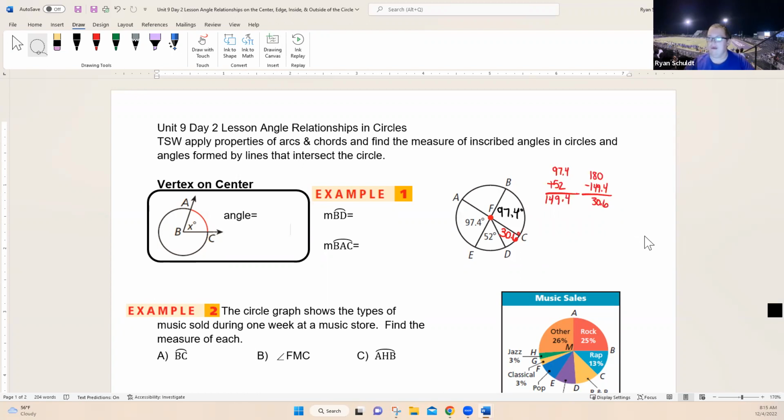Okay, now I need to go and get the one that goes from A to B. Well, A to C is 180 degrees. Do 180 minus 97.4, which is going to get us 82.6. This one is 82.6 degrees.